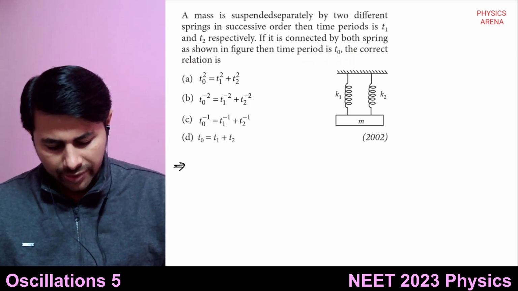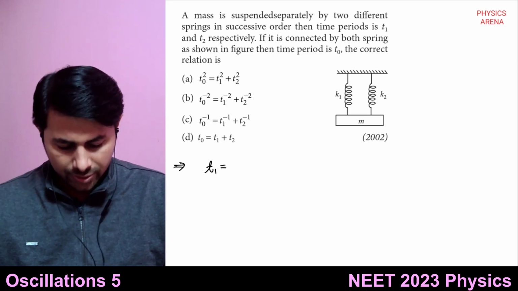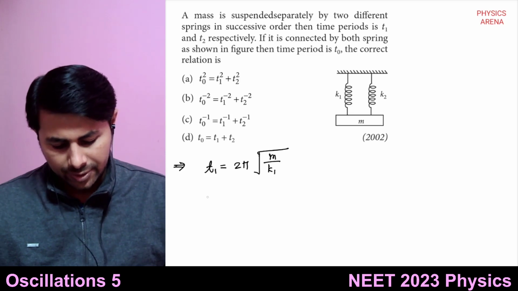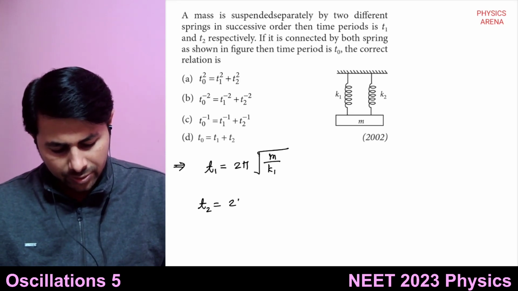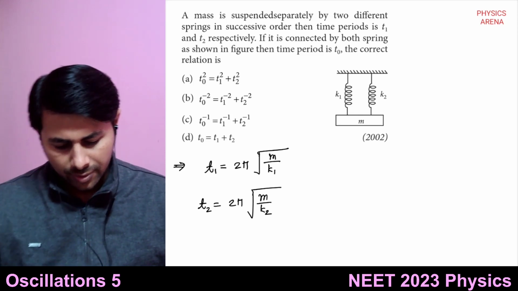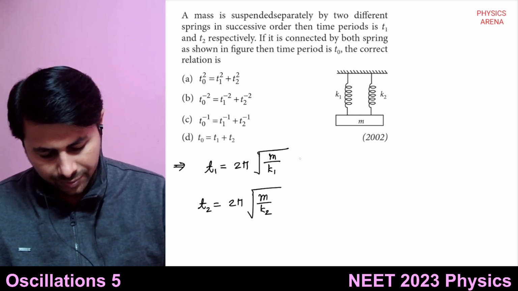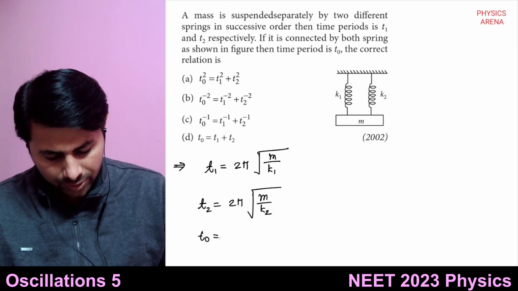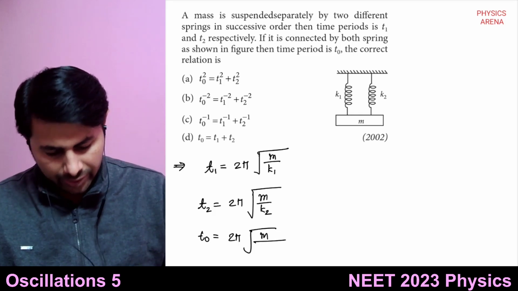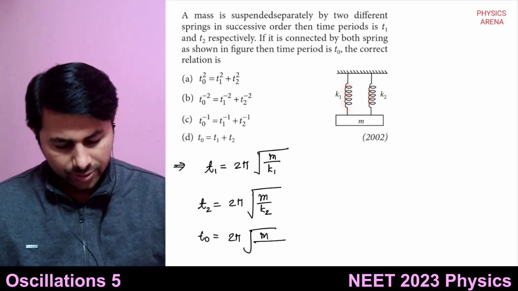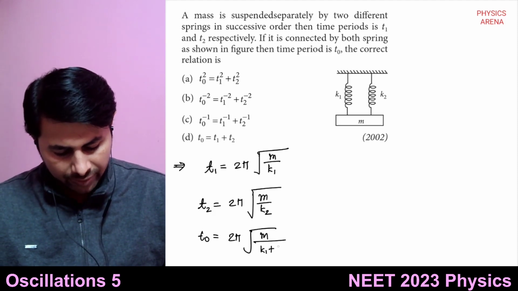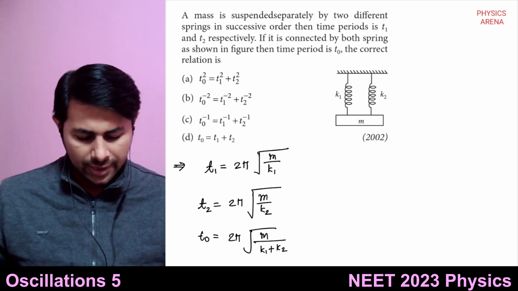So T1 can be written as 2 pi root of m by K1. T2 can be written as 2 pi root of m upon K2. And what about T0? T0 equals 2 pi root of m upon, when you connect both of them in parallel, the net spring constant becomes K1 plus K2. So K1 plus K2, right?